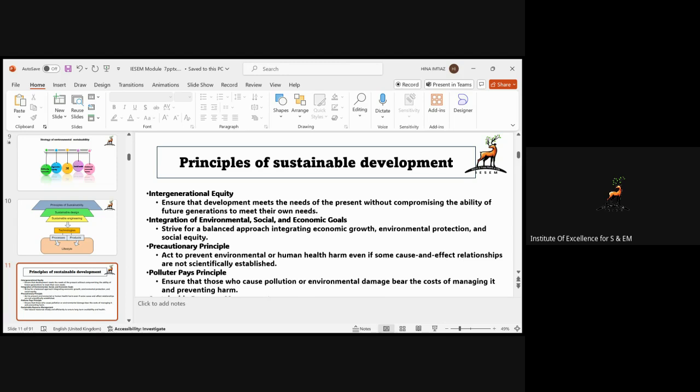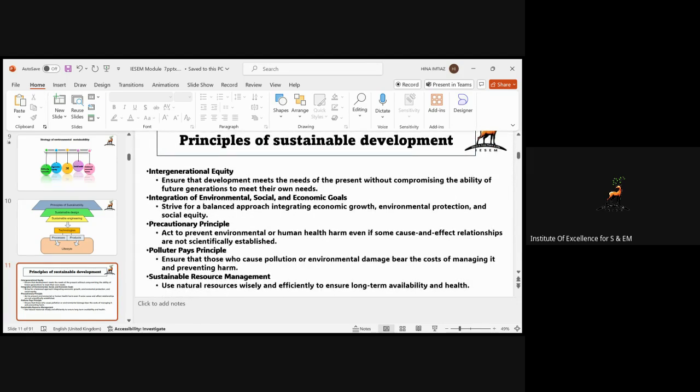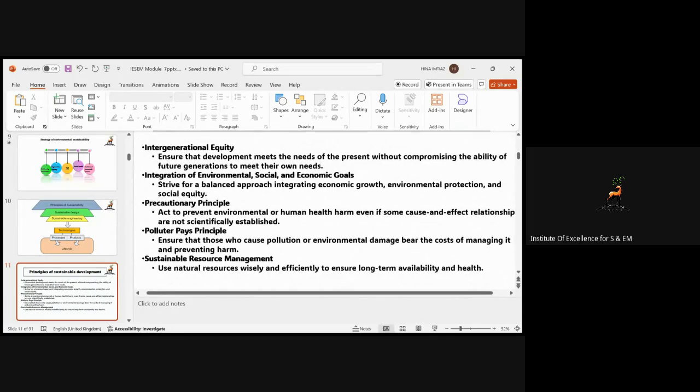The next principle is very interesting to me, which is the polluter pays principle, which ensures that those who cause pollution or environmental damage will bear the cost of managing it and preventing harm. I think this is the principle which works in any society. Because if you are polluting the environment, you have to pay for that, or if you are damaging environmental assets, you have to provide financial aid to prevent such harms.